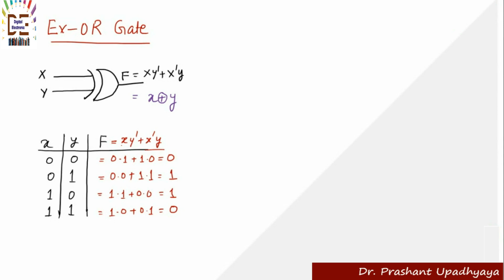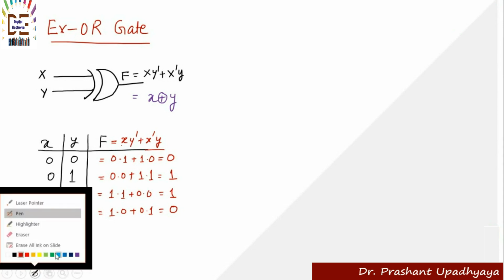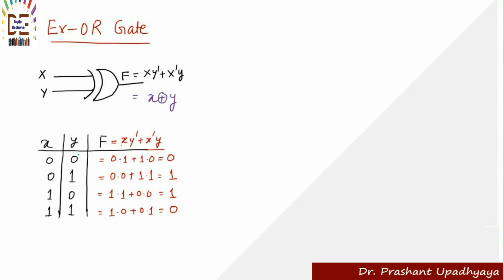So if I talk about the XOR, what I have observed is that whenever we have the same input, whatever the input is, whether it is 0, 0 or 1, 1, we are always getting 0. Similarly, whenever the inputs are different, I am getting the output as 1. So this is the XOR gate.